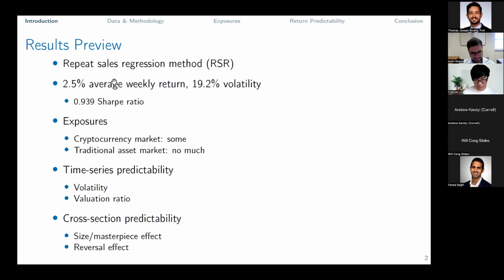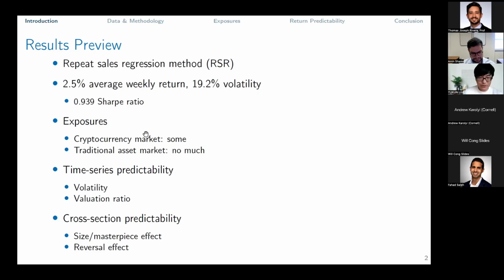For this talk, we're going to start from 2016 all the way to the end of 2021. So we're not going to capture the recent decline in the cryptocurrency value, and also the NFT value. You're going to see that it stops at the end of 2021; we updated more recently, but that's not going to be in this talk. On average, in this time series, the weekly return of NFT is about 2.5% with 19.2% volatility. That gives you a 0.939 annualized Sharpe ratio.